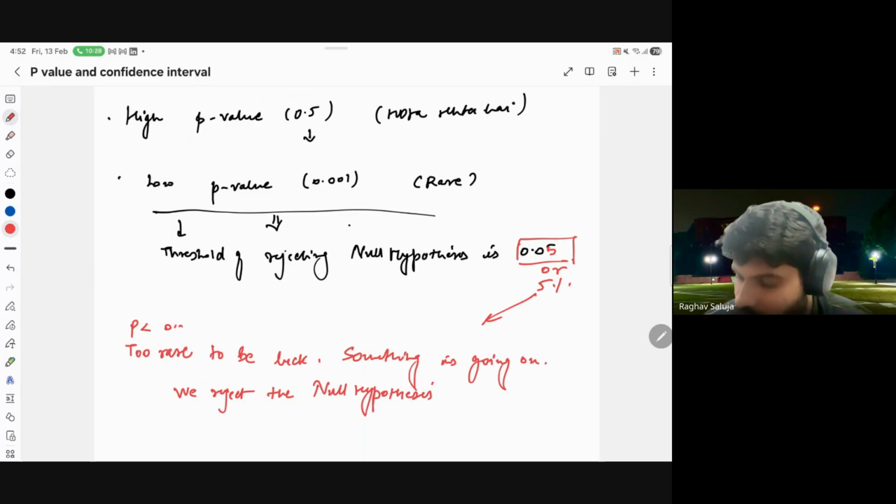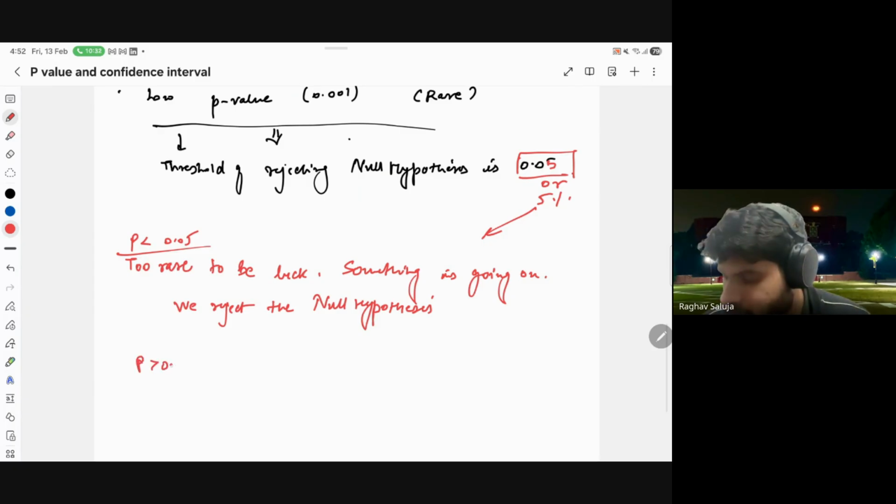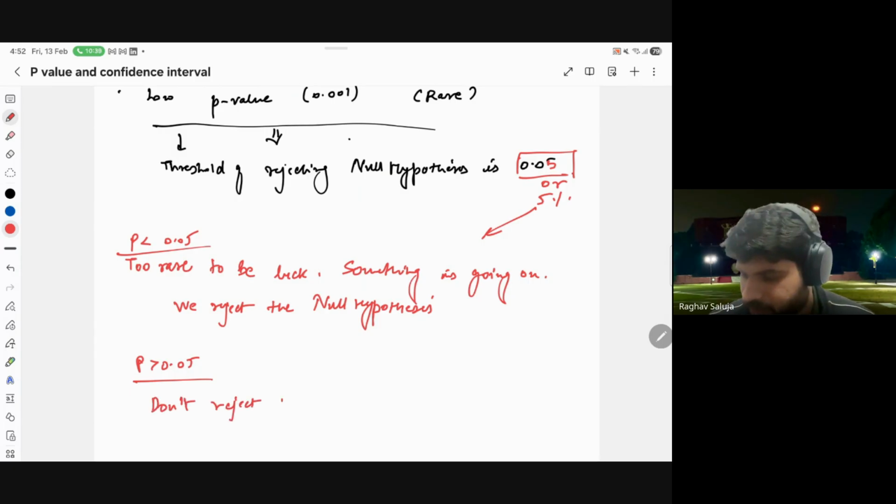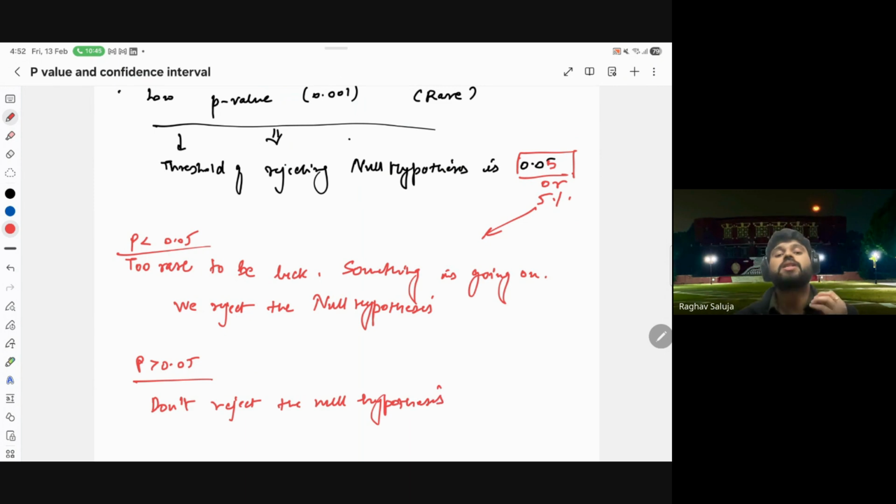If p-value is less than 0.05, this is what we do. If p is greater than 0.05, we don't reject the null hypothesis. Obviously, common sense. It's a threshold. So this is the concept of p-value.